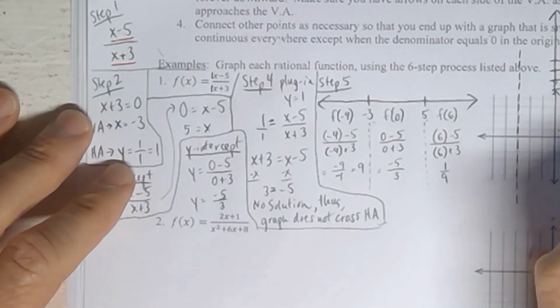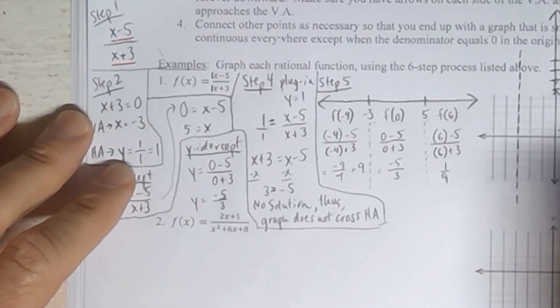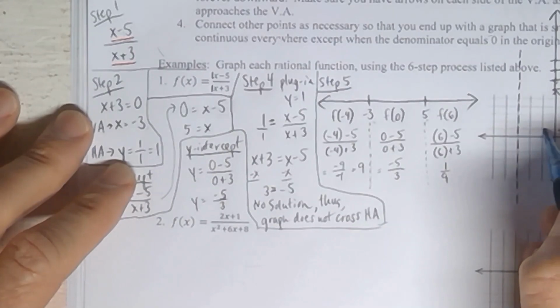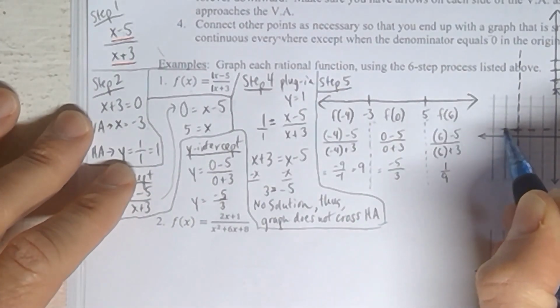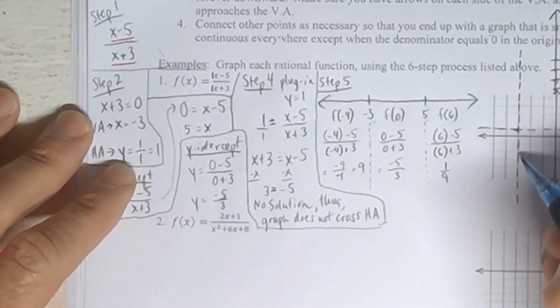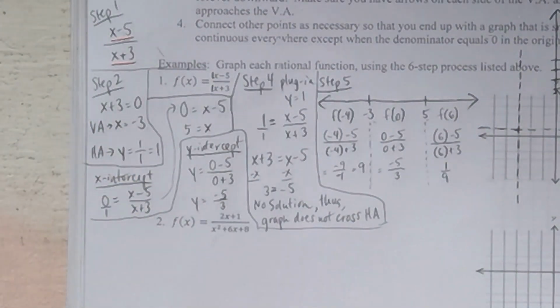Horizontal asymptote at y equal to 1. So it's going to be a horizontal line that goes through y equal to 1. You can see y equal to 1 right there on the y-axis that I just cut right through there. All right, just like I cut through x equal to -3 on the x-axis right there for the vertical asymptote. So there's your two asymptotes in this problem.